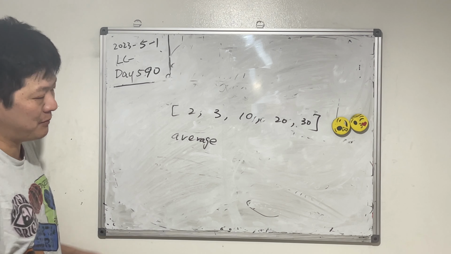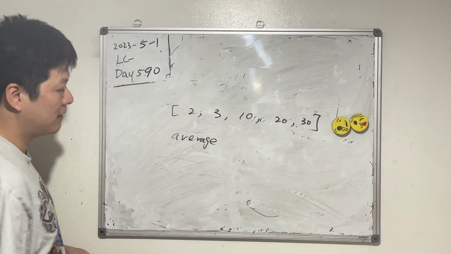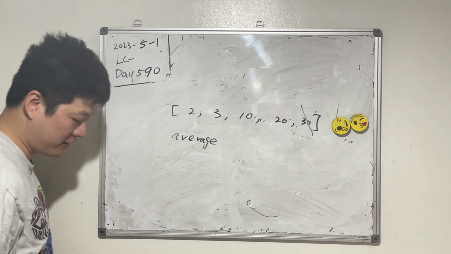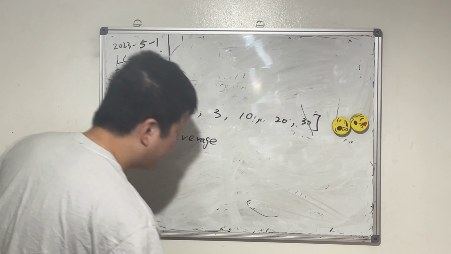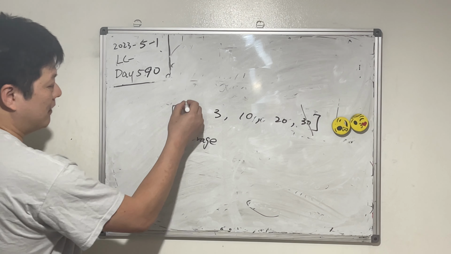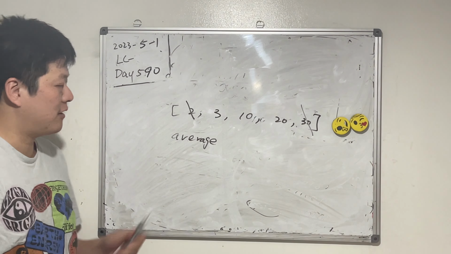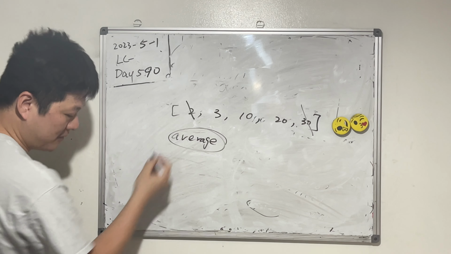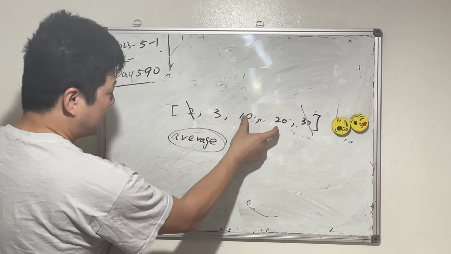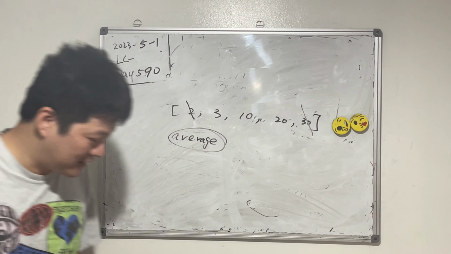So what's the maximum here? 30. Get rid of it. What's the minimum? 2. Okay, what's the average of these three numbers? 11, because 32 divided by 3. Okay, that's it. This is the easy question.